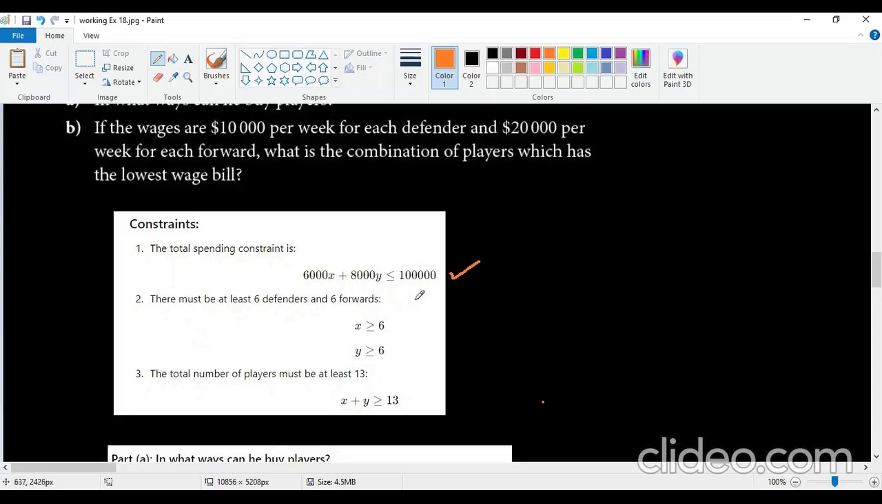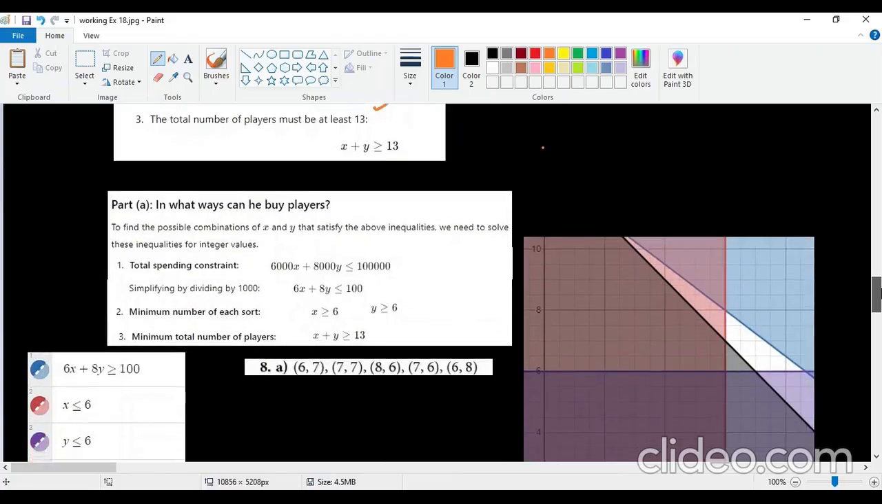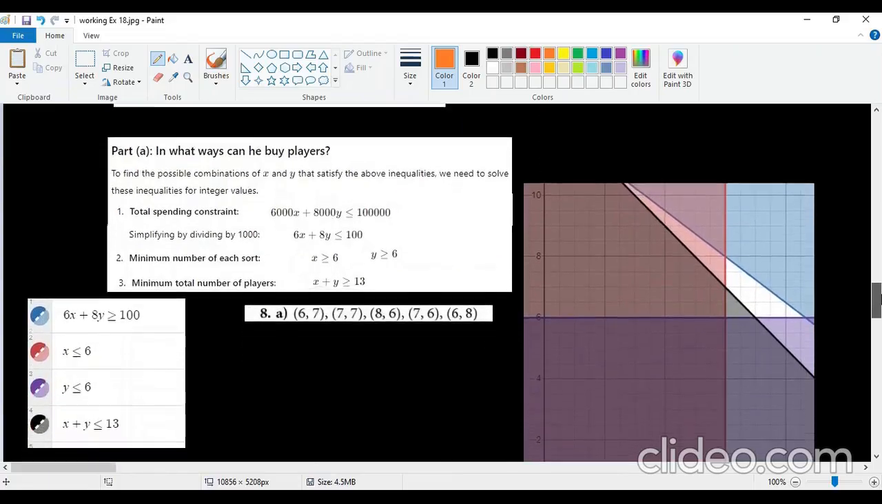The second is there must be at least 6 defenders and 6 forwards. This is the third inequality. And the total number of players must be at least 13, so x plus y should be greater than or equal to 13. So these are the four inequalities. Once you put them in Desmos, you get something like this.